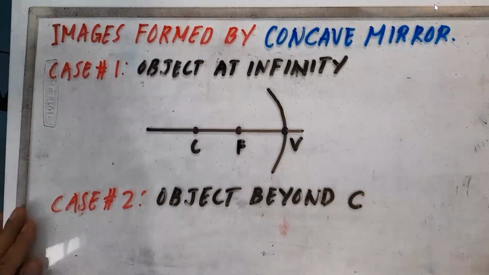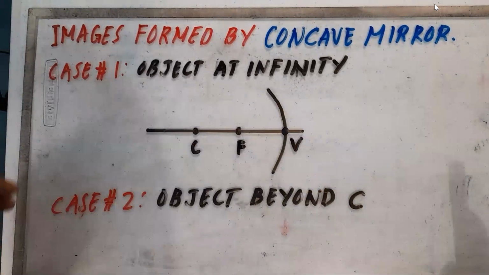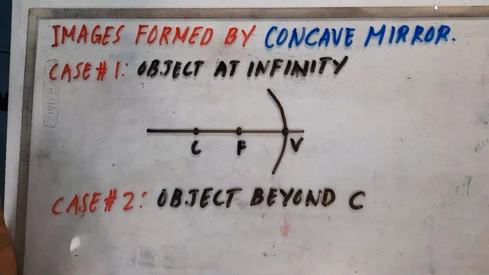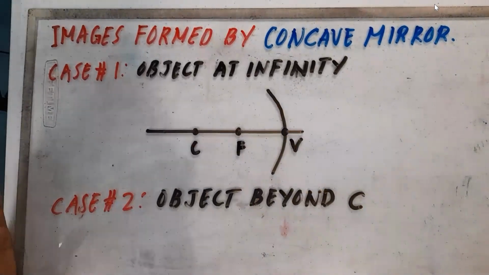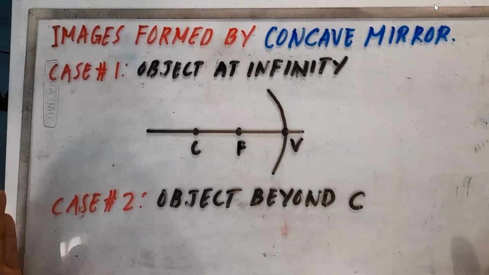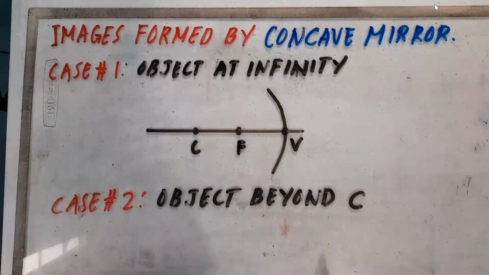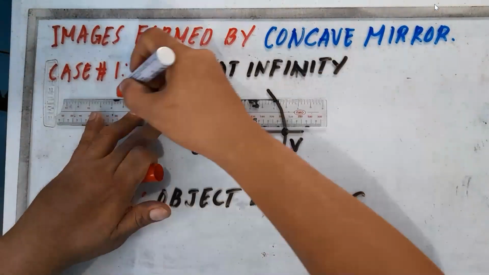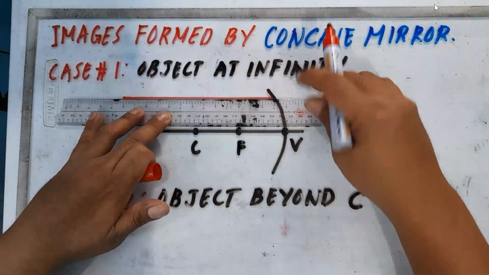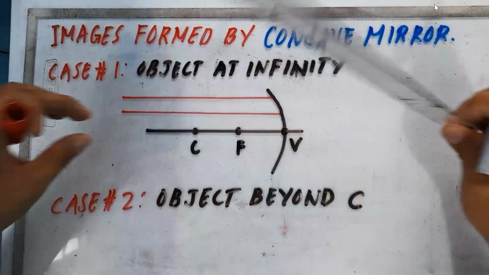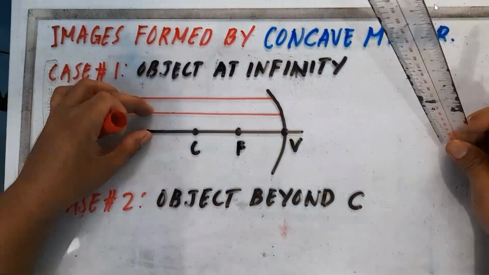In case number 1, as you have noticed, the object is at infinity. It means that the object is very, very far away from the mirror. In this case, we will not be using the 3 light rays that I have told you. Instead, we will just be considering parallel light rays from a distant source. Suppose we draw here light rays from the source.